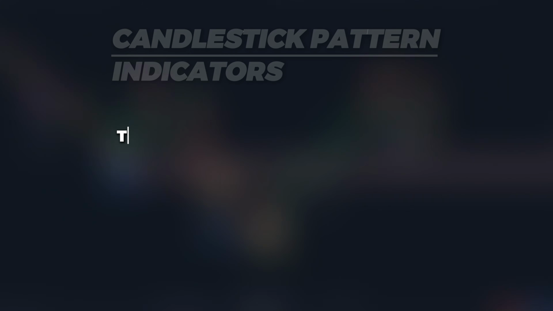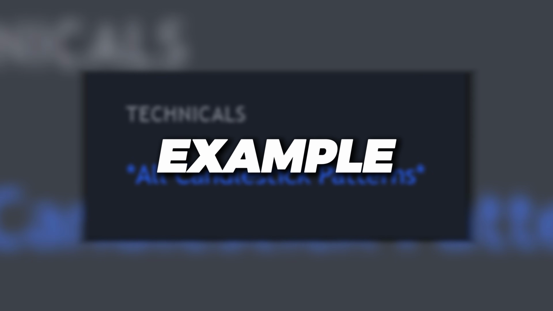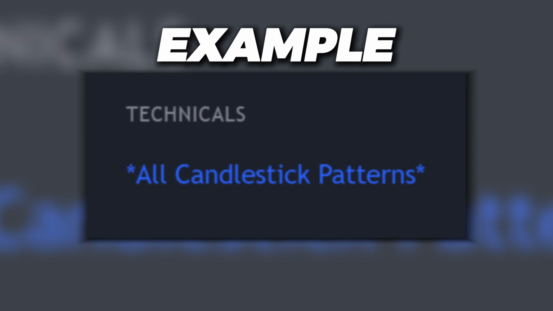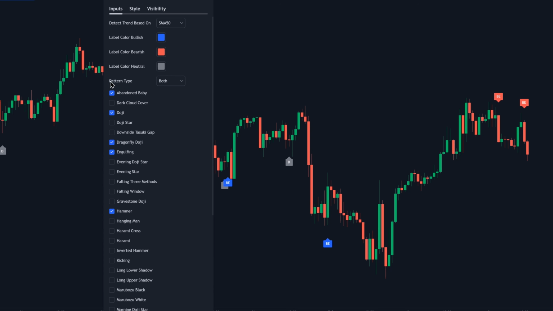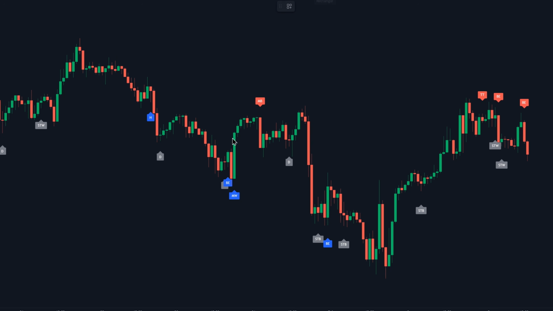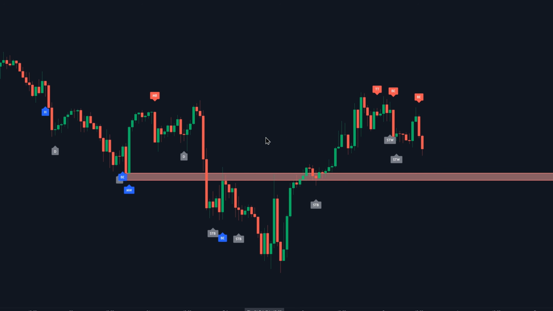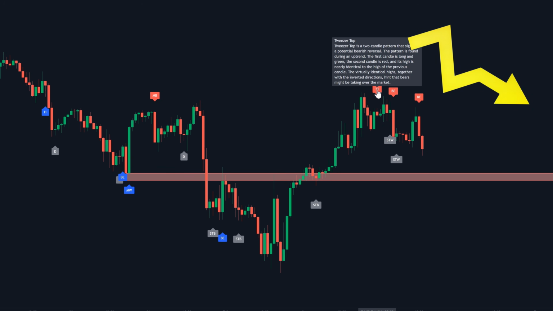Candlestick pattern indicators. These use specific formations of candlesticks to predict future price movements. Example, the All Candlestick Patterns Indicator by TradingBeer. This indicator has a lot of different candlestick patterns like the doji, the engulfing candles, the hammer candles, Morningstar, tweezers, etc. You can see the full list right here. Simply activate whatever candlestick pattern that you need this indicator to identify, and it's going to be labeled on your chart. Combine that with other price action confluences to create your strategy. Now remember, blue labels indicate bullish candlestick patterns and red labels indicate bearish candlestick patterns.